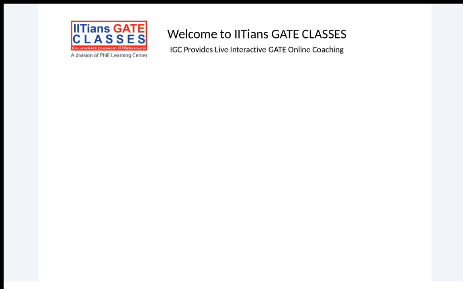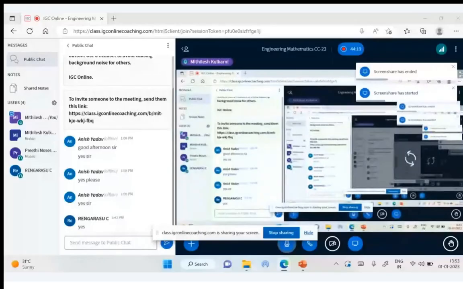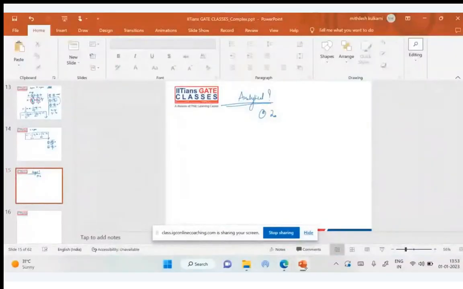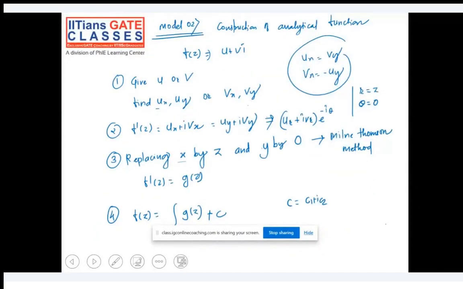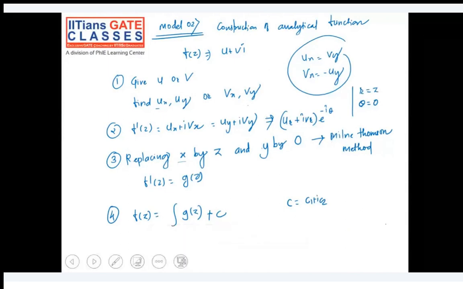What kind of questions can you expect in this topic? The first type is to check whether the given function is analytical or not. The second type is construction of analytical function. They'll give either u or v and ask you to calculate f of z. And the third type is finding the harmonic conjugate. If u is given, you have to find v, and if v is given, you have to find u.